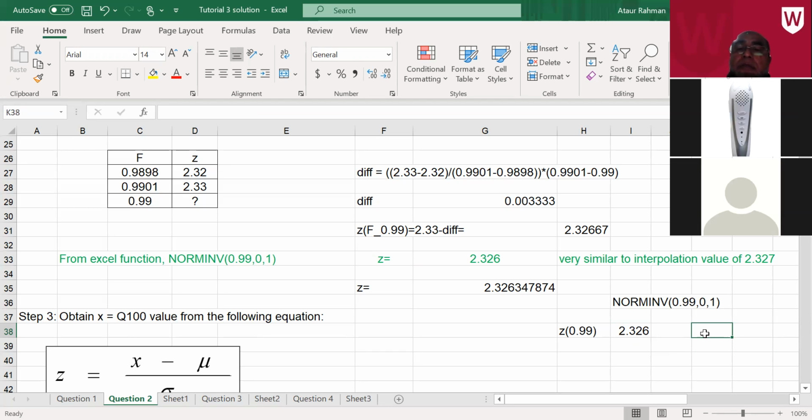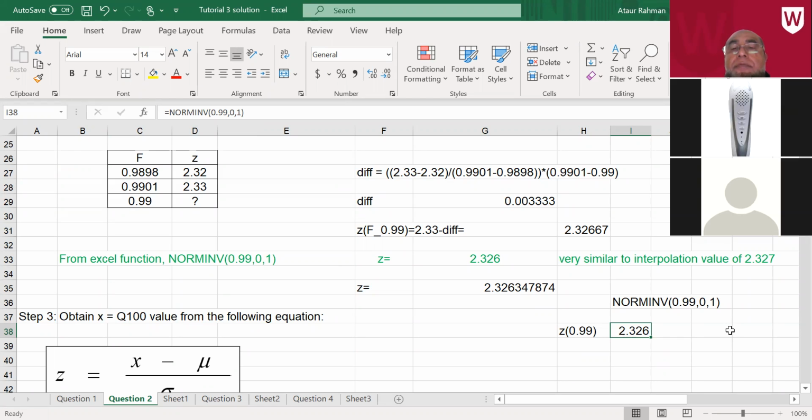So is that clear? Can you explain the formula again with the three numbers, 0.99, 0, and 1? So the NORMINV, and this is the F value that we are looking for. And the F value is coming from the return period, is that right? Yep. And then your 0 and 1 is the limit of the probability. You cannot go beyond it because it's a standard normal distribution.